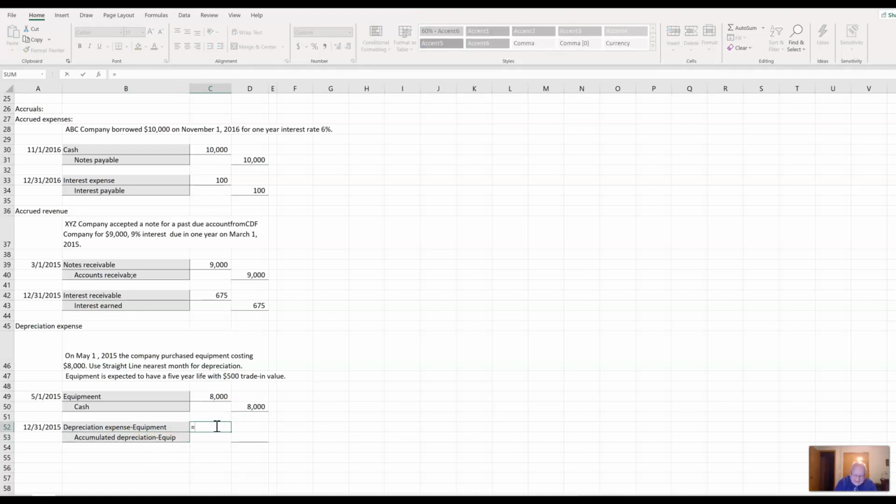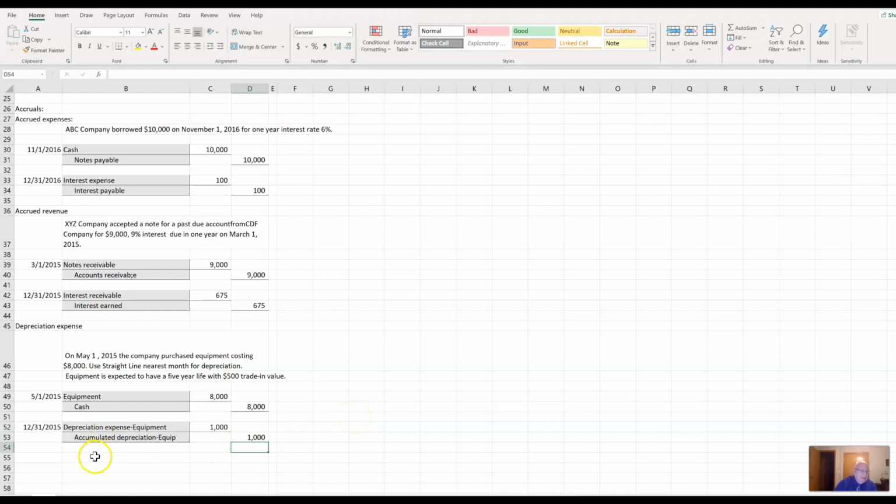Okay, now the calculation for this is equal. Remember, it's cost minus the residual value or trade-in value. So we would have 8,000 minus the 500 divided by the number of years, which is 5. Now normally we'd be done there. But for our purposes, we're not going to be done yet because this is for a partial year. So we have to take it times 8/12, which gives us $1,000.